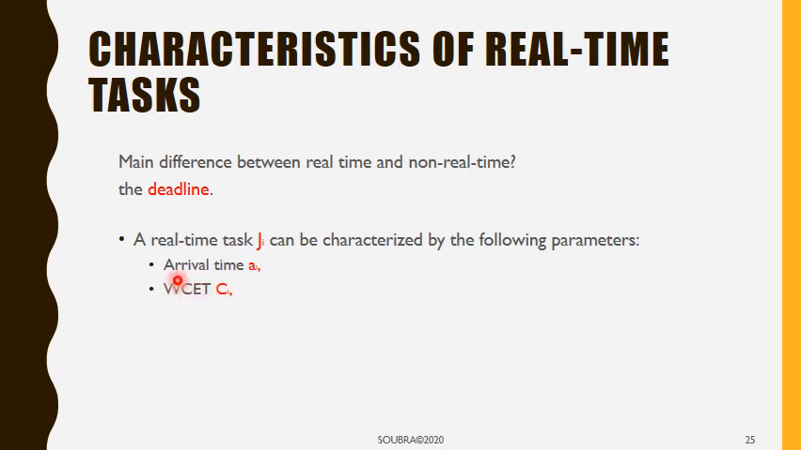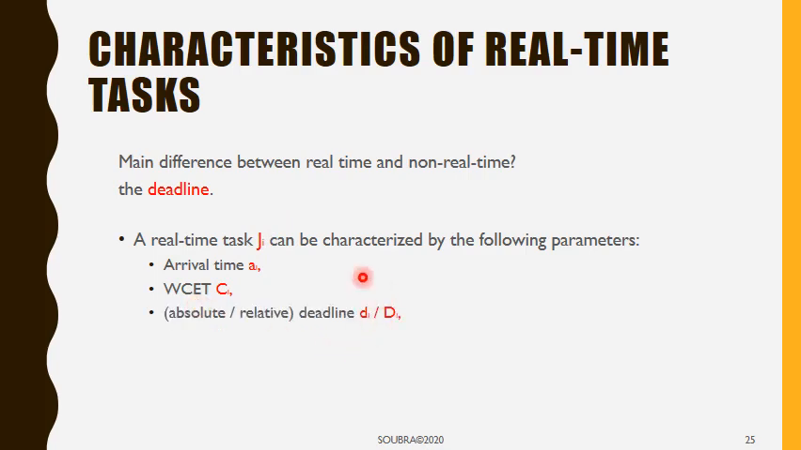Why do we call it worst case, by the way? Because in the worst case scenario, this is the least amount of time that is needed by the task to complete its execution. If it's a perpetual task, it will never complete its execution, but at least one iteration of it, so we're going to work in iterations. This is something we're going to talk about later. So execution time is the minimum amount of time needed for a task to finish its execution.